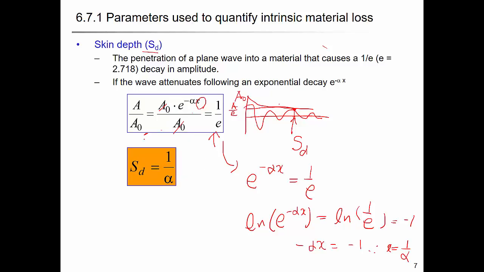Let's think about the unit. What would be the unit of the alpha? One over meter? So 1 over length, right? So it could be 1 over meter, or 1 over centimeter, or 1 over millimeter. Right?